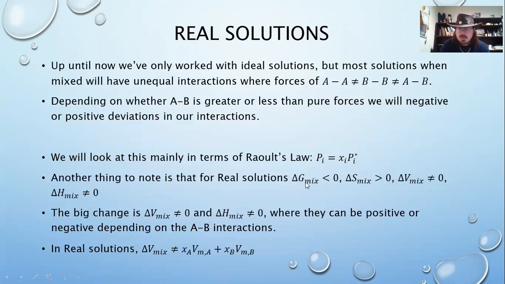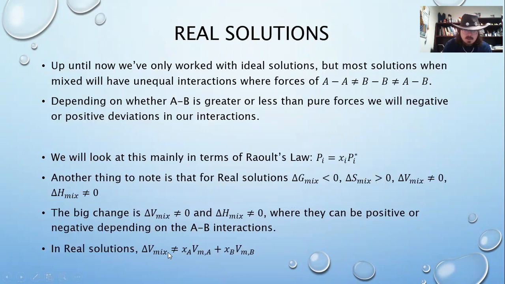We'll also notice that delta G of mixing is going to be spontaneous. Entropy of mixing is always going to be spontaneous. But here's what's really new: the volume of mixing should not be zero, and the enthalpy of mixing should not be zero. This is our big change. These could be positive or negative depending on the strength of these interactions.